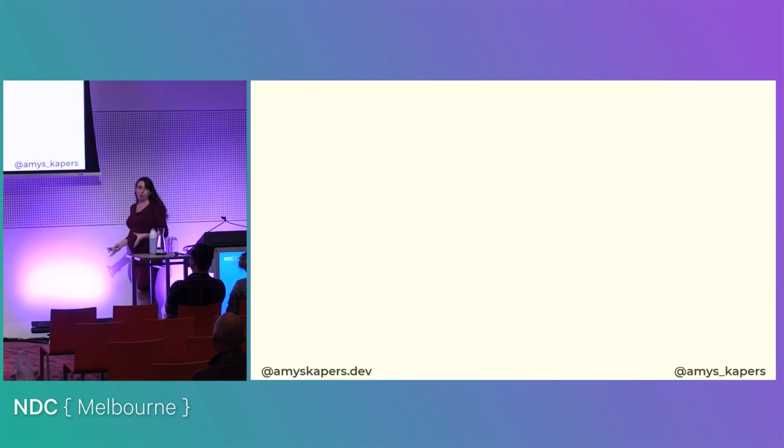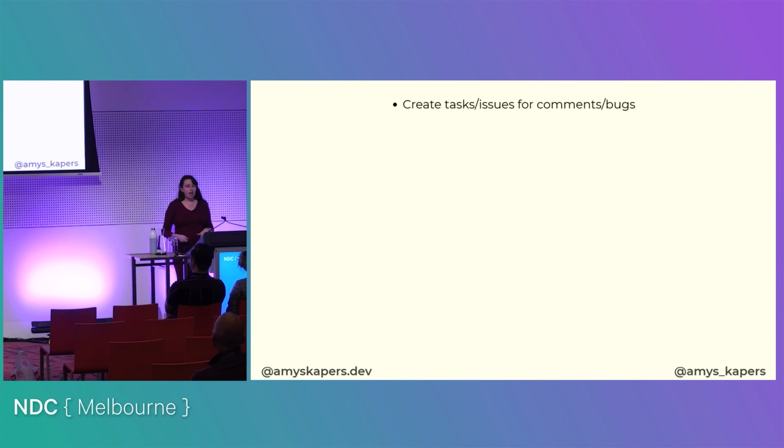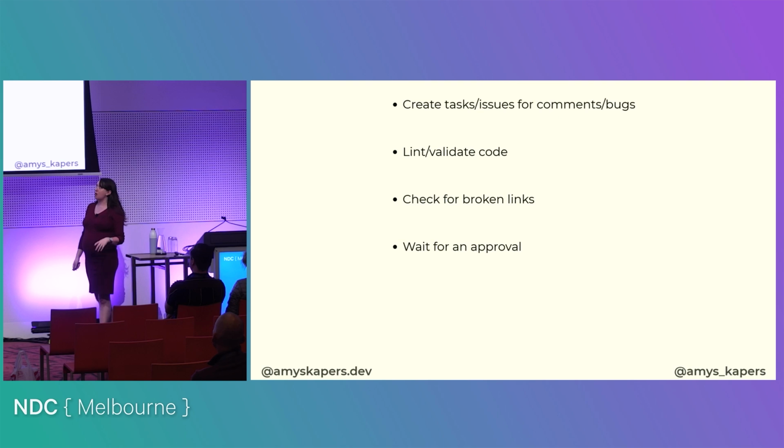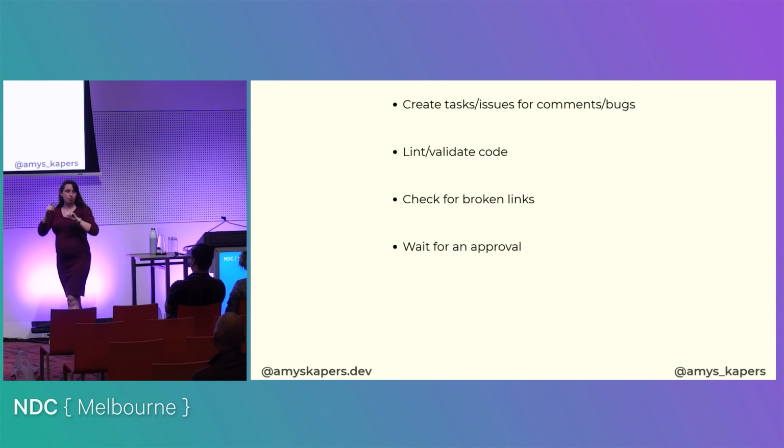So this is another example of things that we can add in GitHub workflows. We can create tasks and issues for any comments and bugs. We can lint and validate our code. I'm assuming there's probably a few existing GitHub Actions workflows that will go through and run linting. We can check for broken links. There is an option to wait for a manual approval at some point. So you may get to a point where something's gone wrong, but someone can go in and say, yeah, that's wrong, but it's right, it's fine. So we can do that.